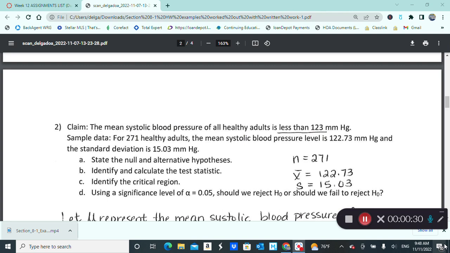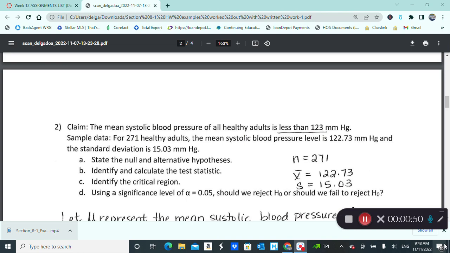The claim is always made about an entire population. The claim is always about an unknown population parameter. So in this case, we're going to perform a hypothesis test about the mean blood pressure for all healthy adults. We're going to denote that as the Greek letter mu.